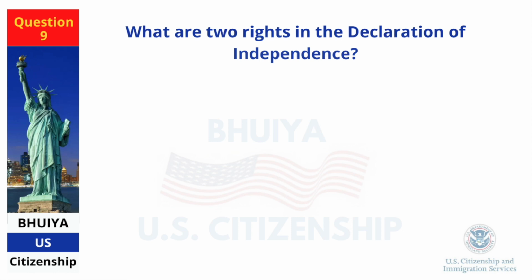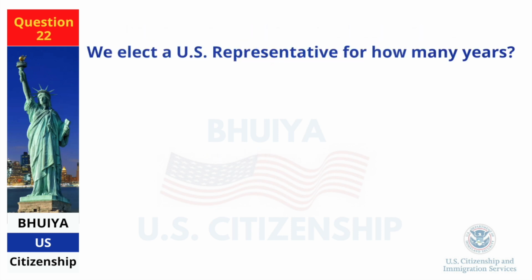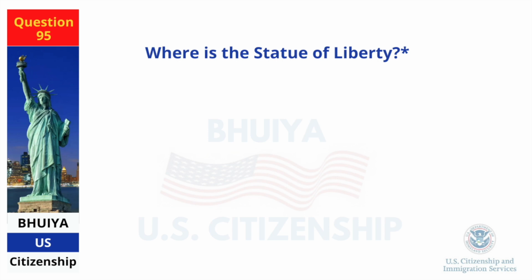What are two rights in the Declaration of Independence? Life, liberty. We elect a U.S. representative for how many years? 2. Where is the Statue of Liberty? New York Harbor.